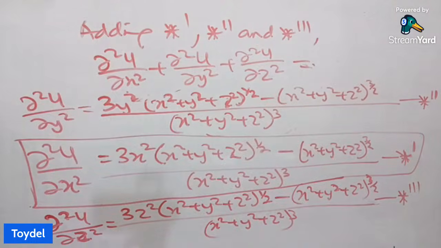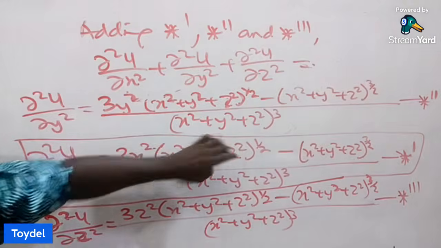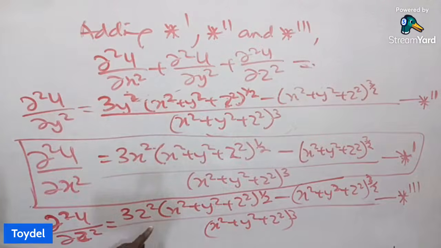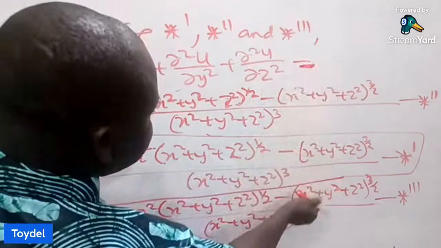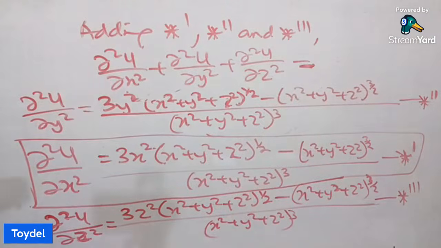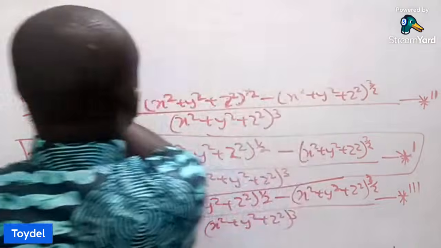Since the LCM is the same, what we are going to do is add all the numerators together. Now look at the numerator. This is 3x squared, component of this, plus 3y squared plus 3z squared. So at the end of the day, we have 3 into brackets x squared plus y squared. If we add everything together, this is what we are going to get.